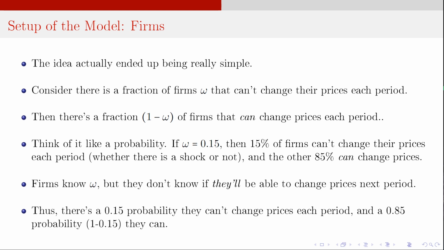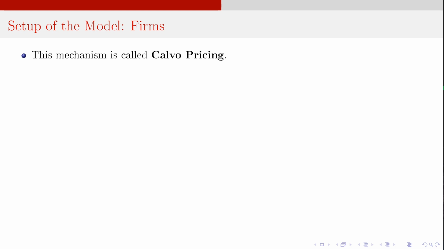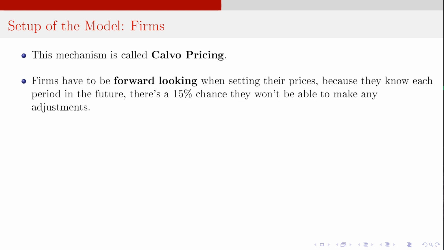So really all they did was they just went, okay, cool. It's just a probability, omega times some firms, plus 1 minus omega times those firms, and that will tell me exactly how many firms can change their prices and how many firms can't. Okay, cool. This mechanism is what's known as Calvo pricing. Presumably it's named after a guy named Calvo, but who knows?